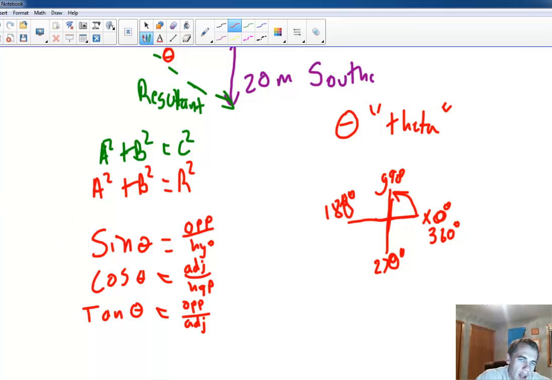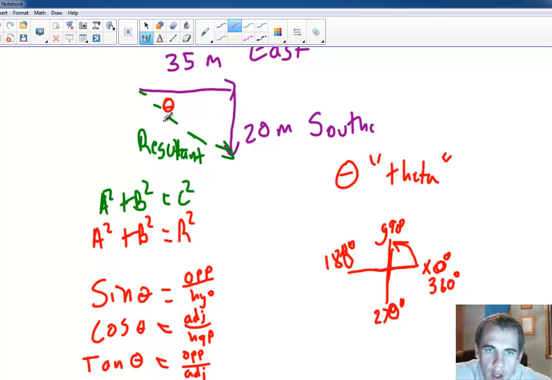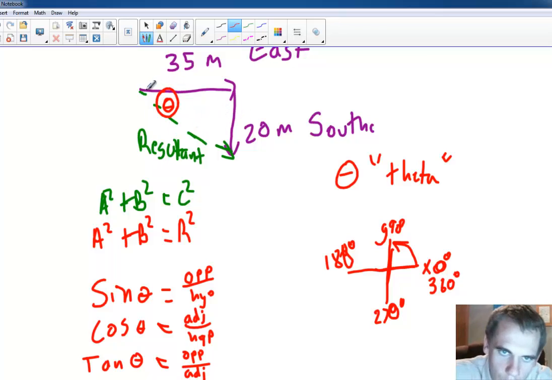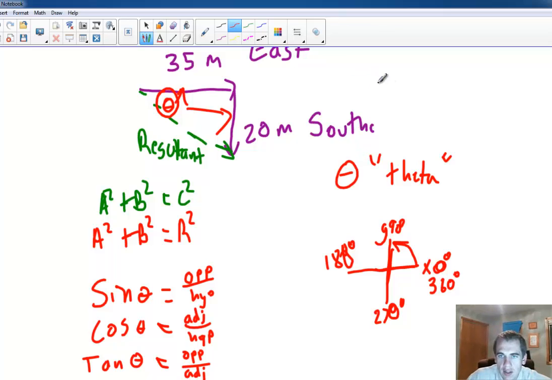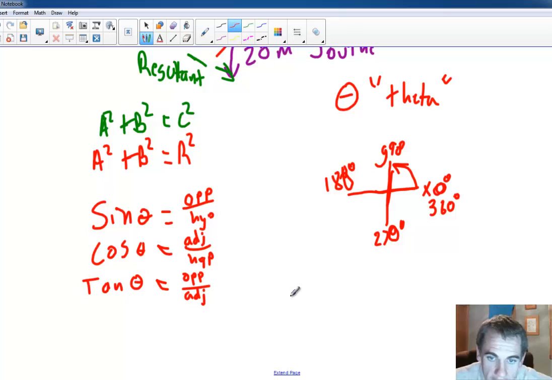So if I'm looking at this function and I want to know this angle, relative to this, I can say, well, I know an opposite side. This side is opposite of that angle. This side is adjacent to that angle. And so we can say the tangent of theta is equal to the opposite side, that 20 meters, divided by the adjacent side, the 35 meters.